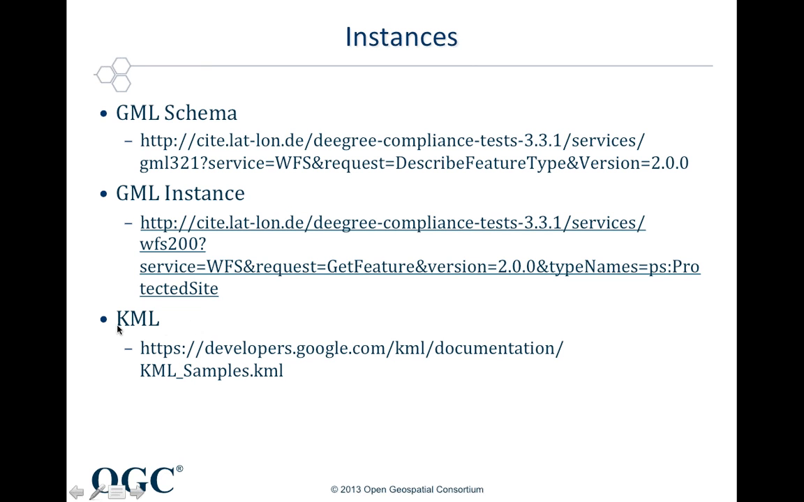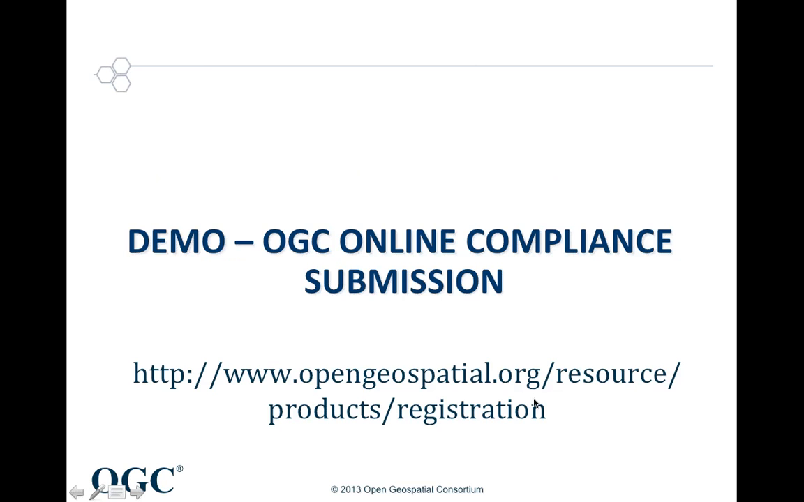So the process is that you create a new session, and for example, we are going to test Catalog Services for the Web 2.02, revision R8. So I'm going to test CSW 202. And it creates a new session and it asks me for the capabilities URL.